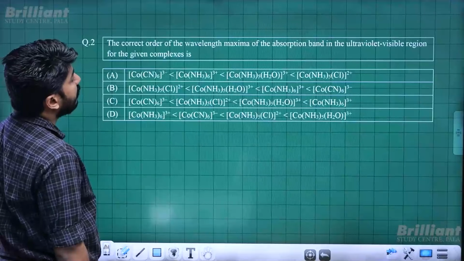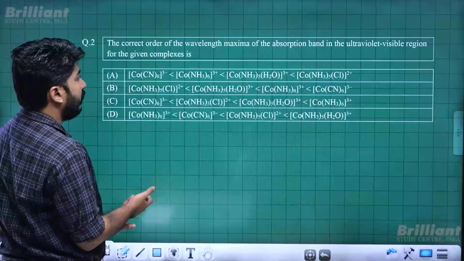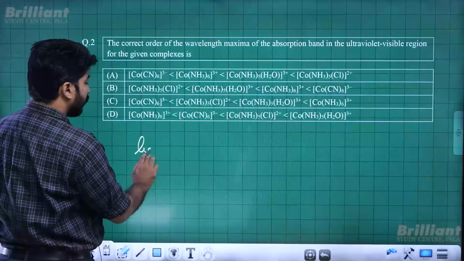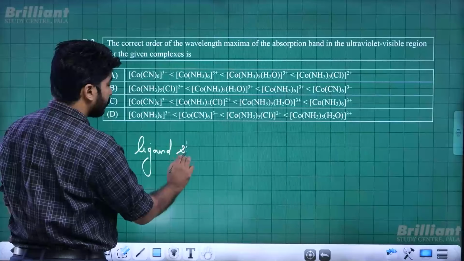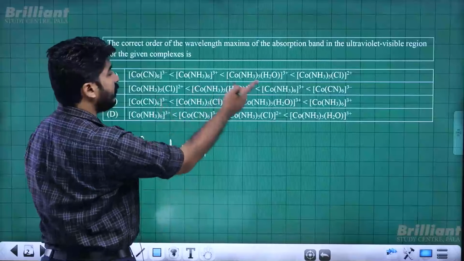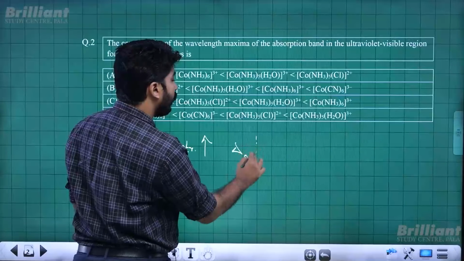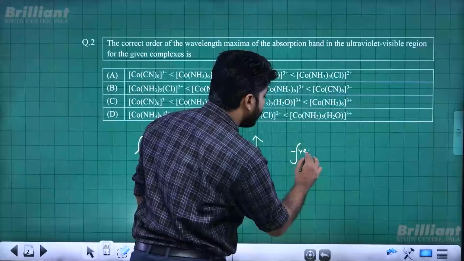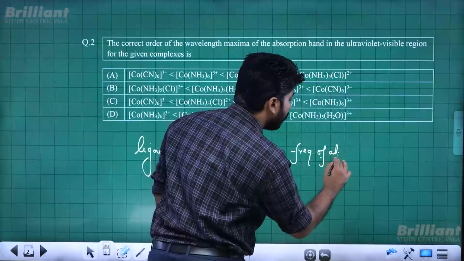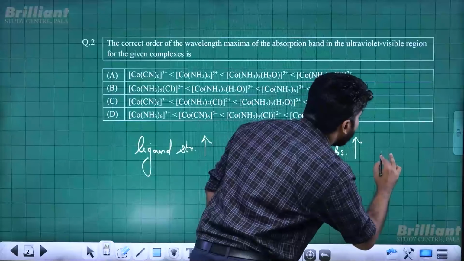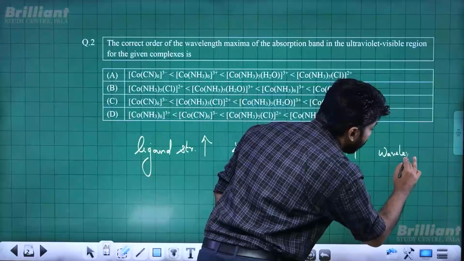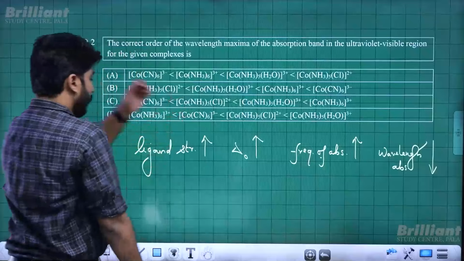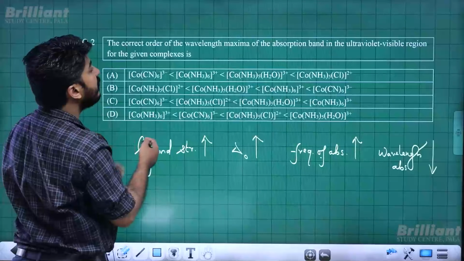The correct order of wavelength maxima of absorption band in the UV visible region for the given complexes is, we know as the ligand strength increases, all being octahedral complexes, we can say delta O, the splitting energy increases, and therefore frequency of absorption or energy of absorption increases, and hence wavelength of light absorbed decreases.